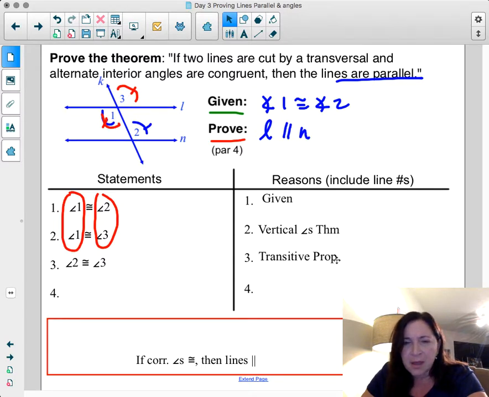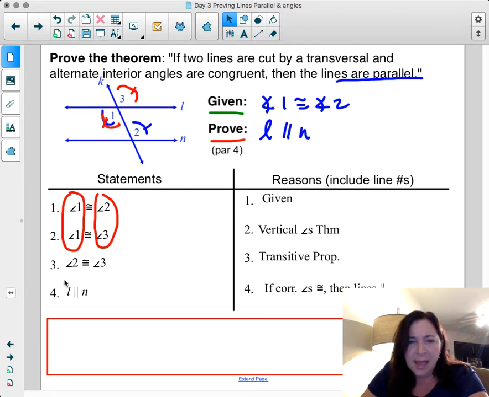And lastly, you prove that L is parallel to N because if you look at these and you see that 2 is congruent to 3, see how these angles are up here and this one here? Those are corresponding angles, and that's one of the 5 that we can use to prove that lines are parallel. So therefore, if 3 is congruent to 2, those are corresponding angles, therefore they're parallel.